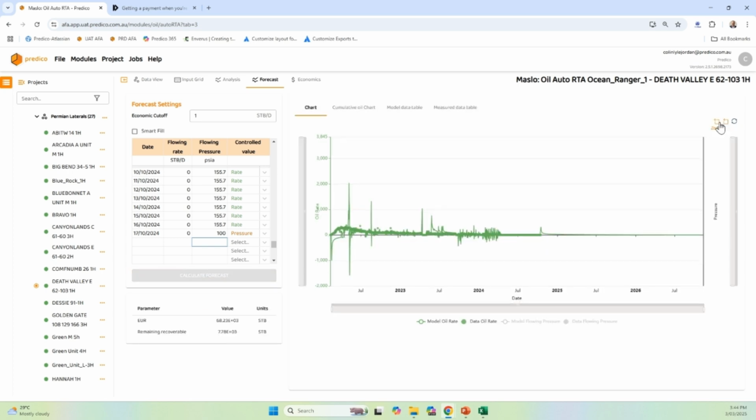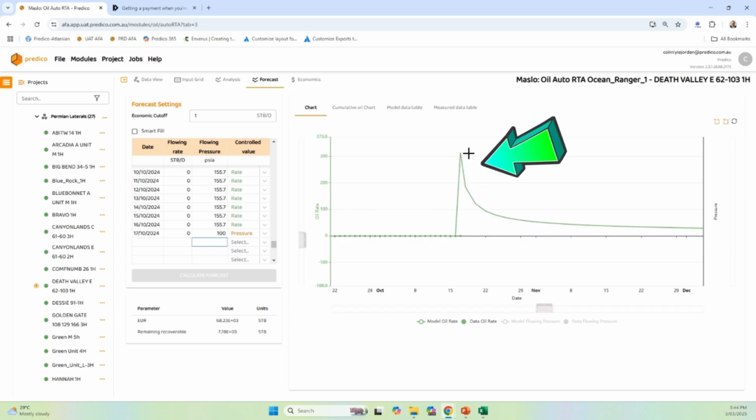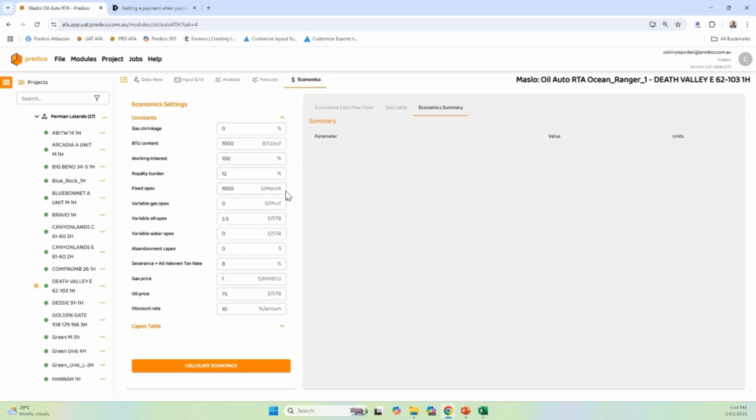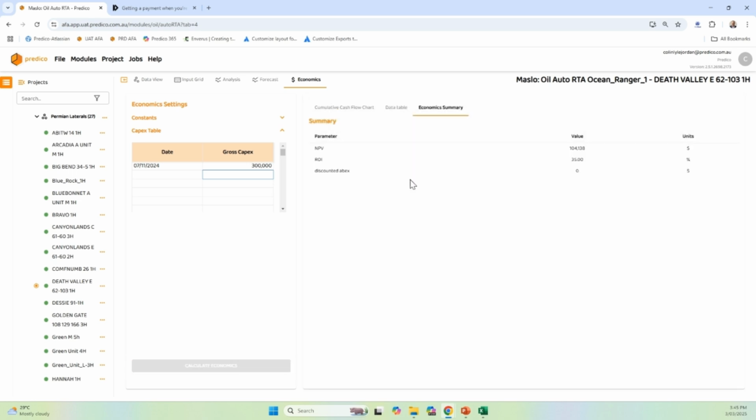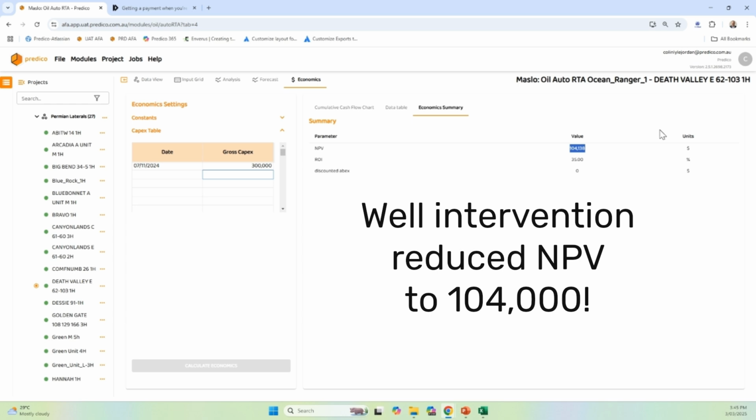We'll look at our rates and see we're now in the 200, nearly 300 barrels a day range. Now, of course, if we do economics, we do have to include a CapEx. So I'm going to say this roughly cost us $300,000 for whatever they did. We update our economics, and we see our net present value is actually decreased.